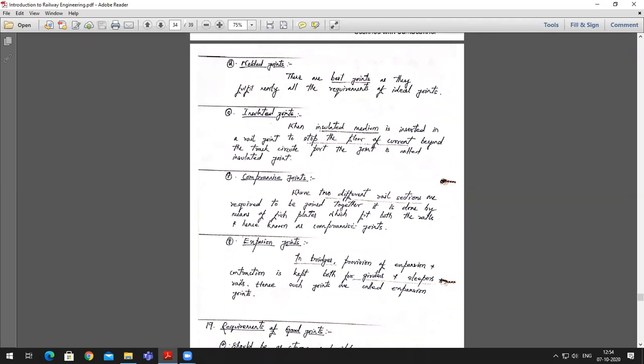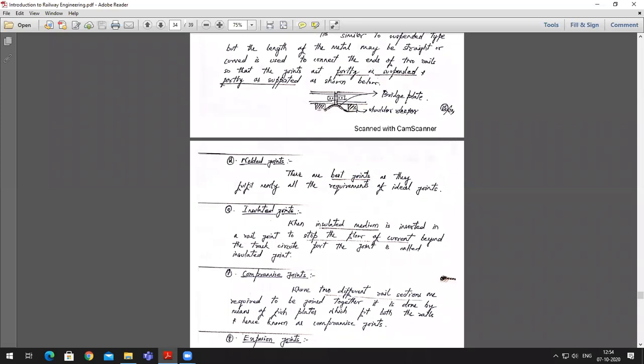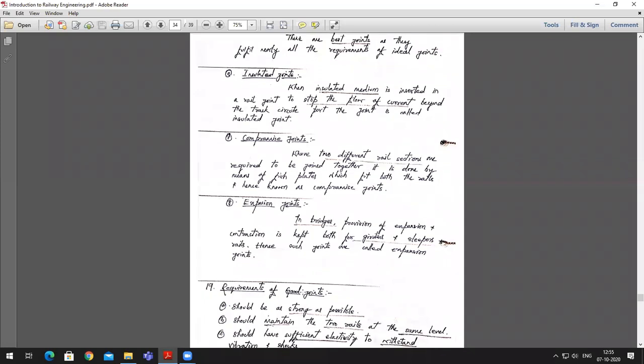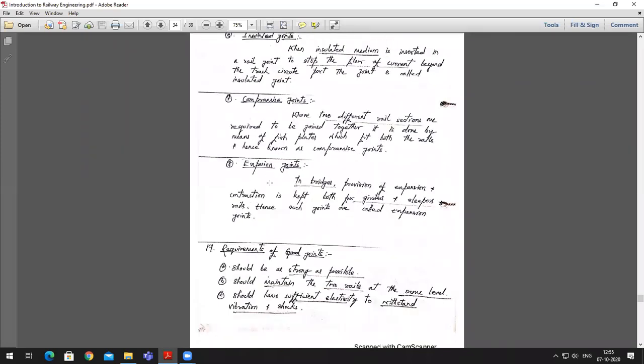So the fish plates that we see here in the normal I-sectioned or the flat-footed rail cannot be fitted in those kind of compromise joints. You need to design the joint separately such that it fits both the types of rail sections. Okay. Next is expansion joint.